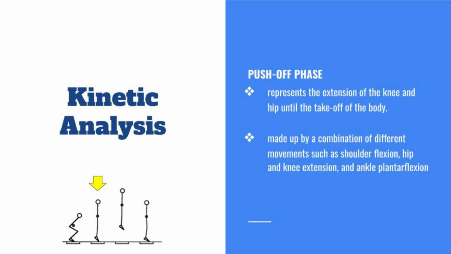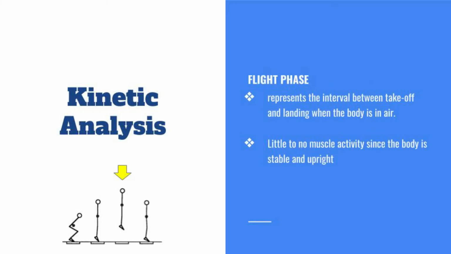Before discussing the different muscle actions in a squat jump, we will first have a brief overview of the different phases that are present in a squat jump. So first off, we have the push-off phase, which represents the extension of the body until it takes off from the ground. It is made up of a combination of different movements such as shoulder flexion, hip and knee extension, and ankle plantar flexion.